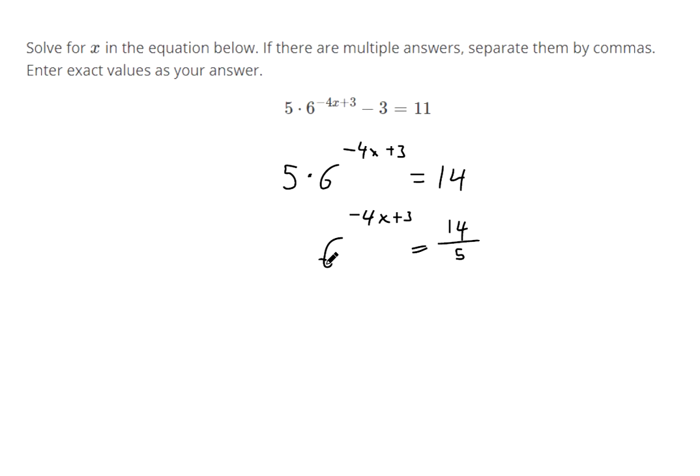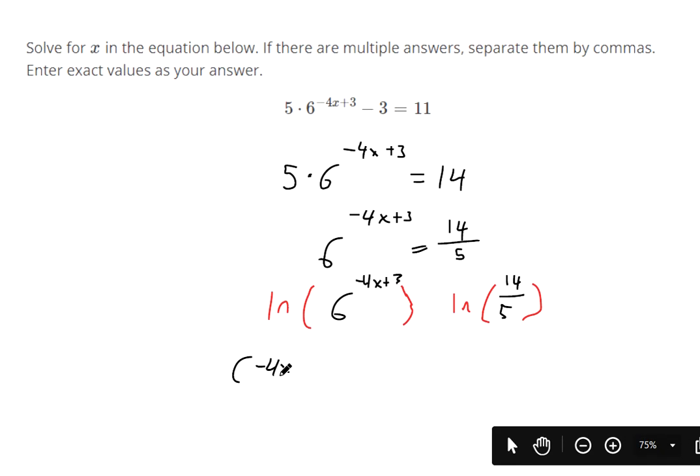It's in the exponent. The trick we have up our sleeve is to use a logarithm. And natural log I like to write just because it's one less letter. You could use common log, whatever log you want. And I have to keep the equation balanced by doing it to both sides. So I'm taking a natural log of both sides of the equation. And the reason we do that is because of the exponent property of logarithms. It says that this negative 4x plus 3 can come down and multiply to the outside of the logarithm. So the exponent comes down.